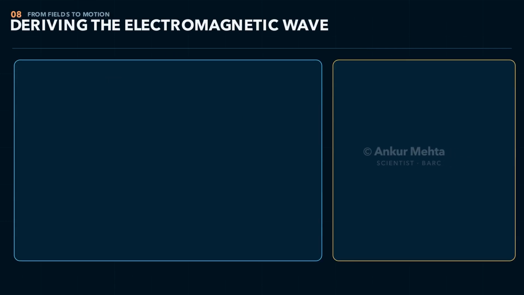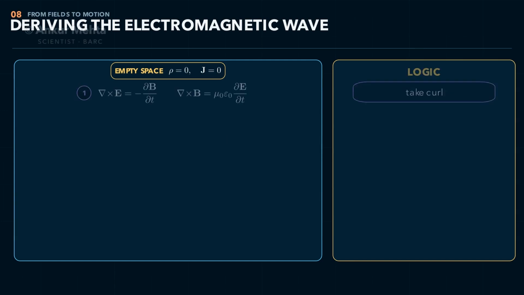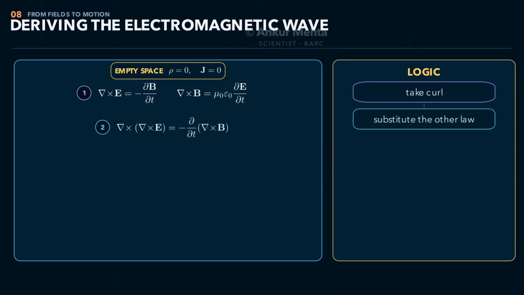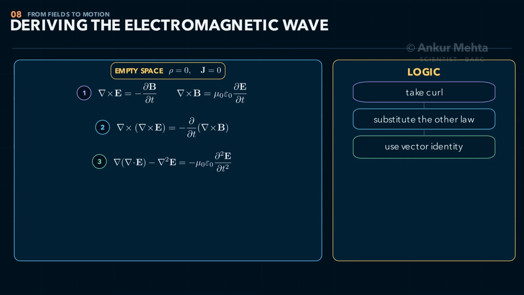In empty space, charge density and current density are zero. Faraday's law becomes curl E equals minus the time derivative of B. The Ampère-Maxwell law becomes curl B equals mu naught epsilon naught times the time derivative of E. Take the curl of Faraday's law, then substitute the curl of B from the second equation. Now use the vector identity curl of curl E equals gradient of divergence E minus the Laplacian of E. Gauss's law gives divergence E equal to 0 in empty space, so the gradient term vanishes.